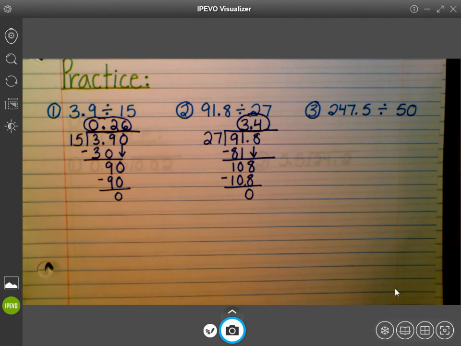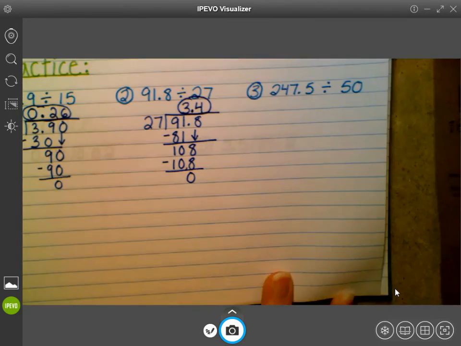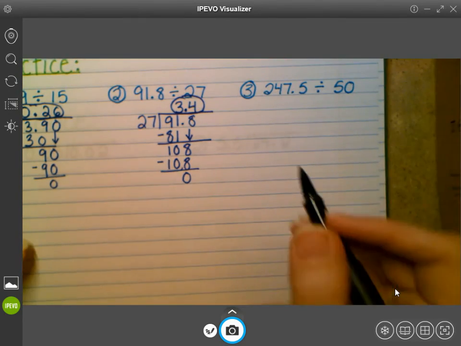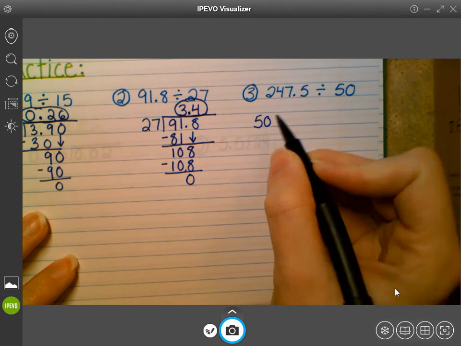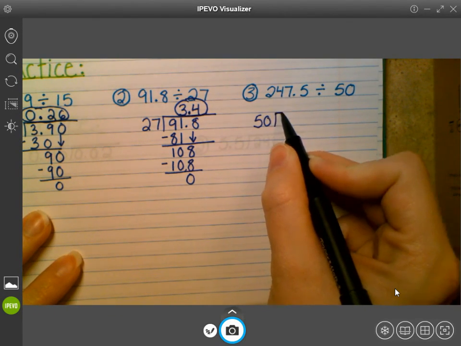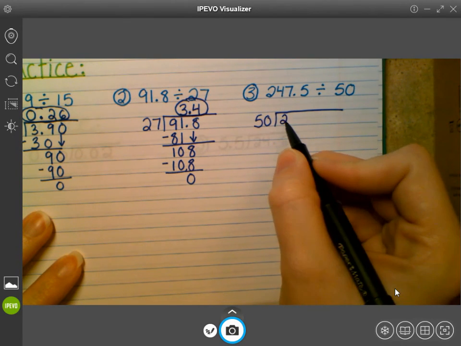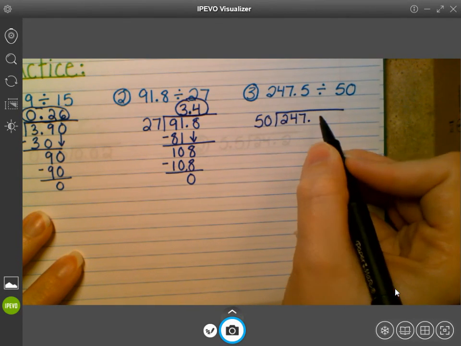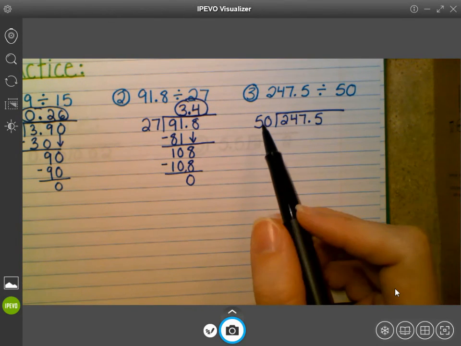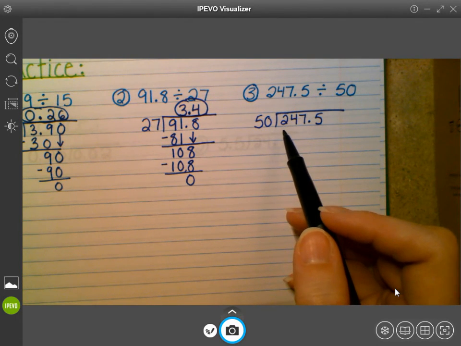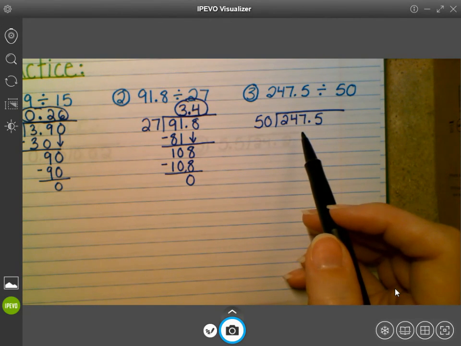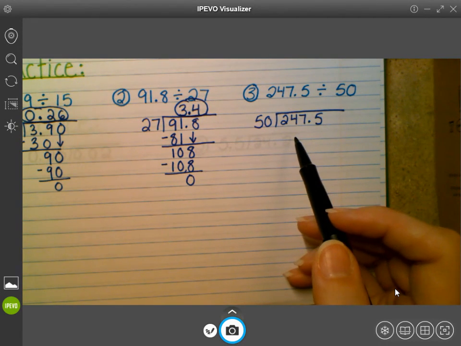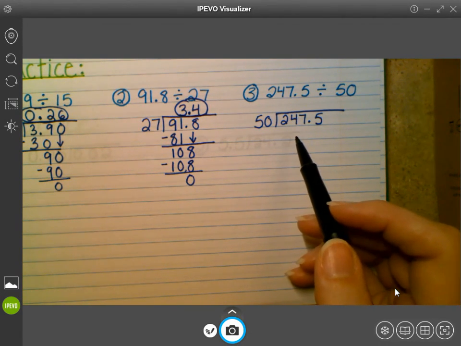All right. Then our third one. Michael, at your desk, please. Again, when I'm setting it up, I need to make sure the line is longer than 247.5. 247.5. Okay, so for this one, can 50 go into 2? No. Can it go into 24? No. Can it go into 247? Yes. Show me on your hand how many times. How many times? It goes in 4 times.